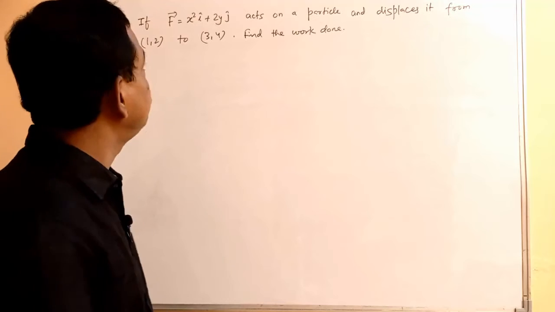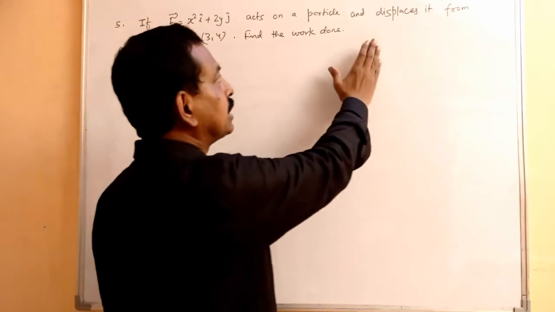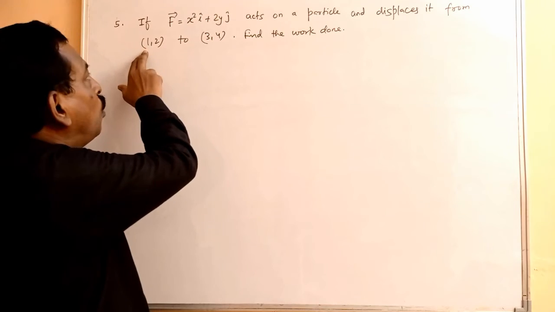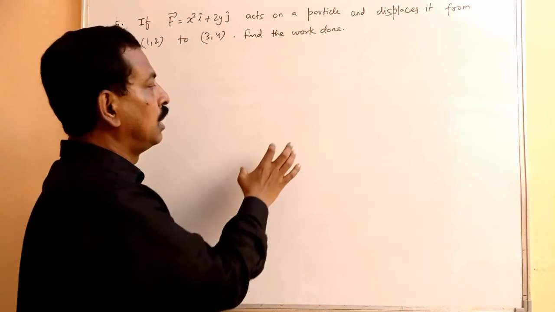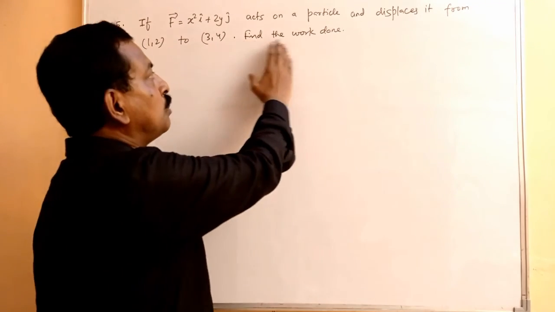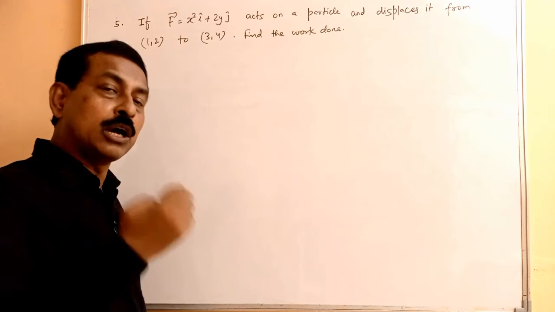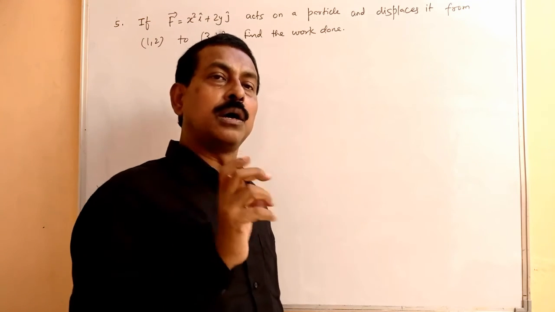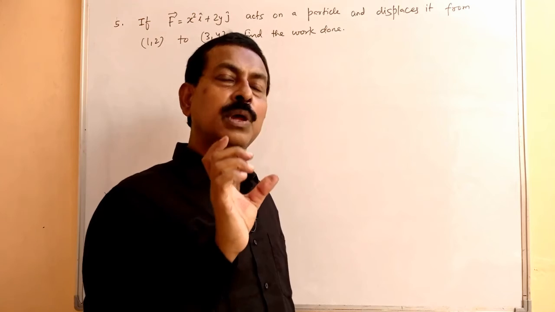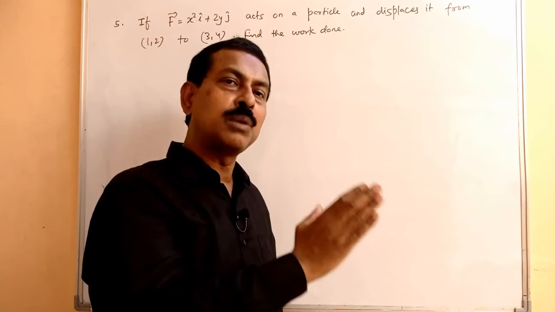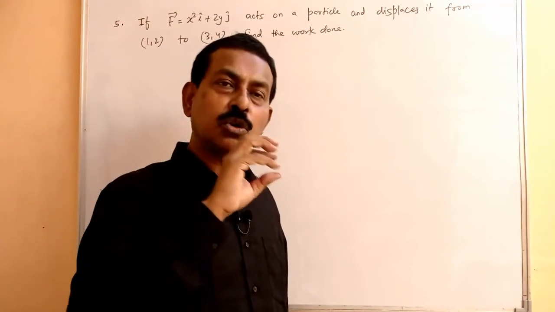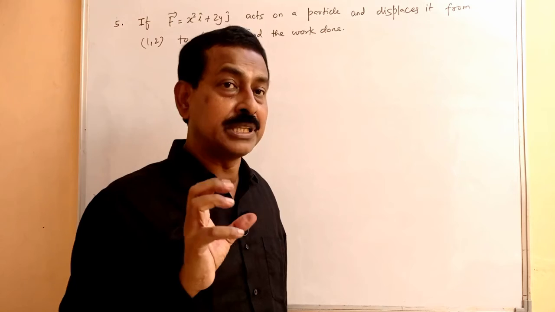Let's take this question. If vector F is x square i plus 2y j cap, and this acts on a particle and displaces it from (1, 2) to (3, 4). These are the coordinates of the points between which it has been displaced. You have to find the work done. Now for this one, earlier also we have done the expression for work done when a force is acting on a particle and displacing the body from one point to another, where the position vectors or the coordinates of the position are given.